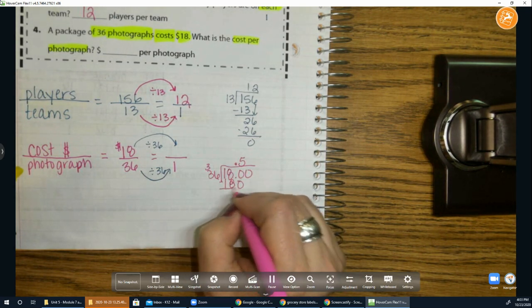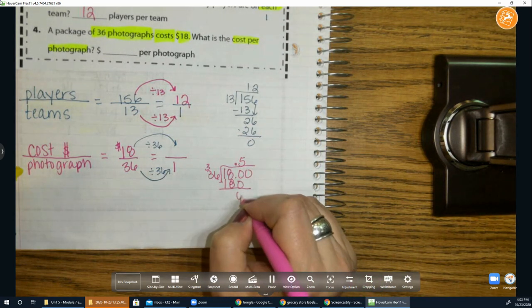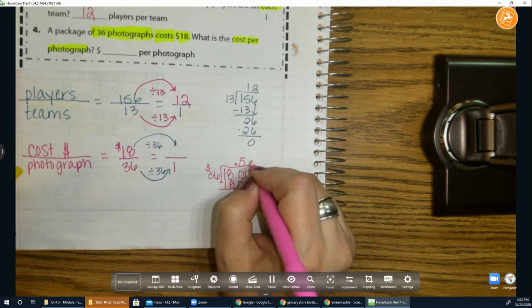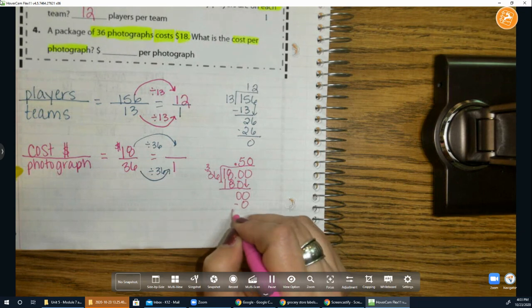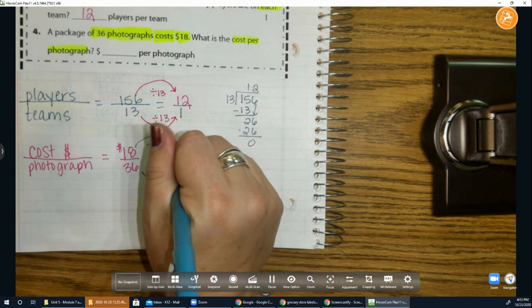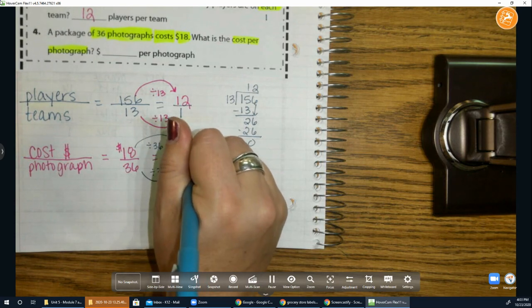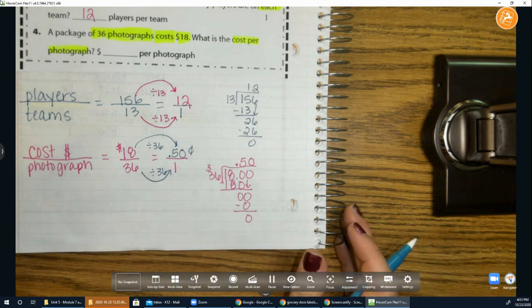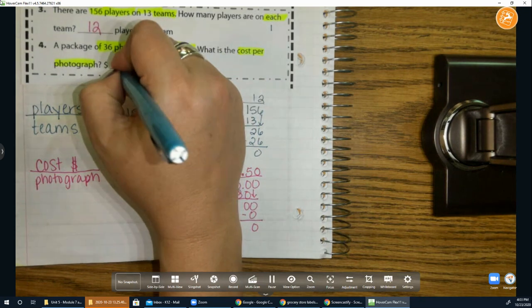Okay, I don't need to stop here. I need to continue because I'm dealing with money. So 0 would go there, leaving me with nothing. So it would be 50 cents per photo, which is a half a dollar. So my answer is 50 cents per photograph.